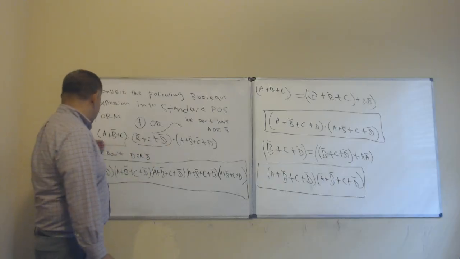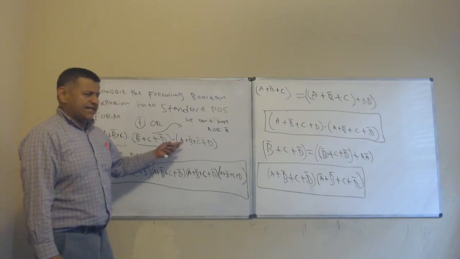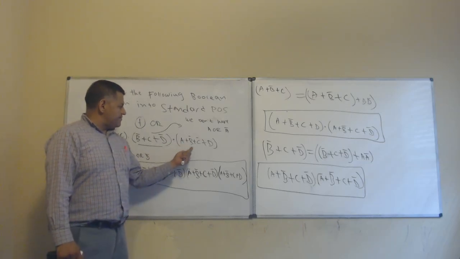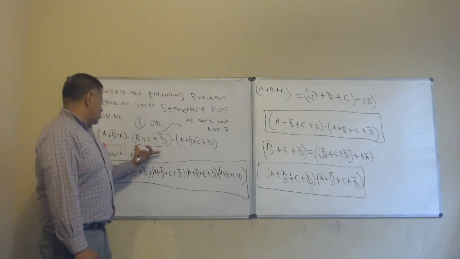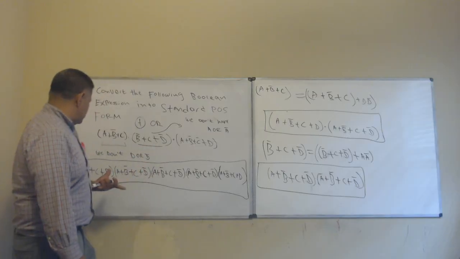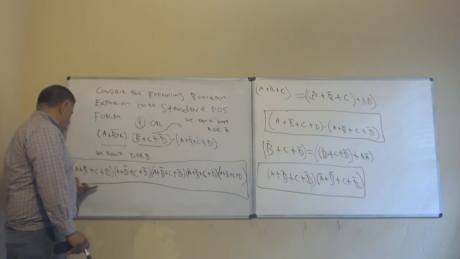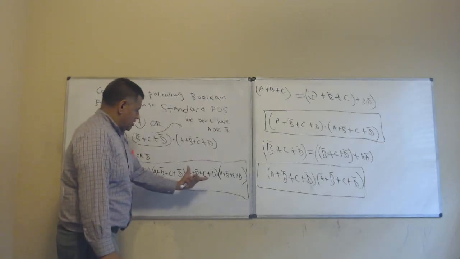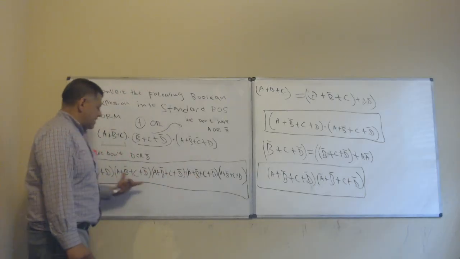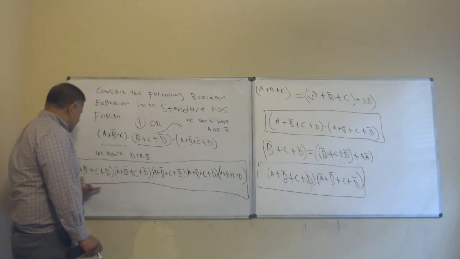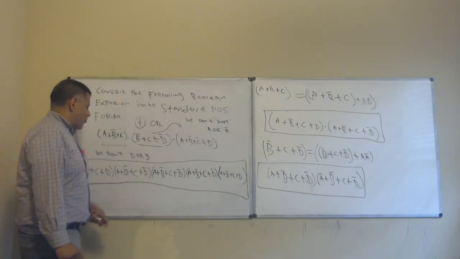So we have, this was given to us, this was not in the standard form because we had A, B, C, D here, and we were missing terms, right? We actually used the tools of Boolean algebra, right, to make this the standard form POS.